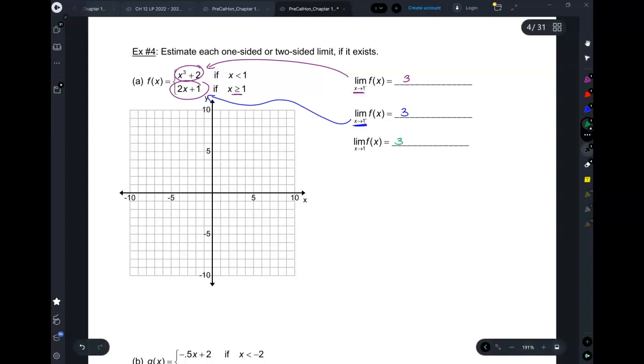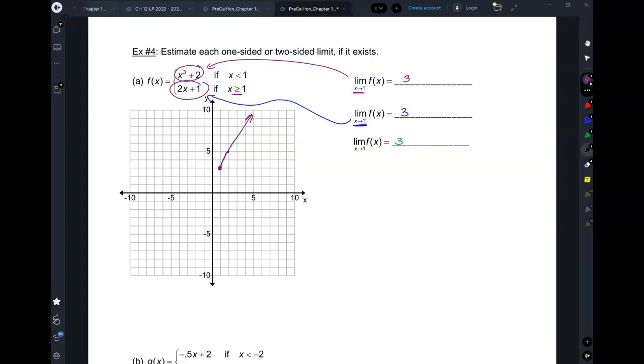Okay? If we were to quickly sketch that, what would it look like? So 2x plus 1, this is a linear function, totally easy to use. At x equals 1, the y value is 3, and it's a closed circle there. And it's up 2 over 1, so that's how that looks.